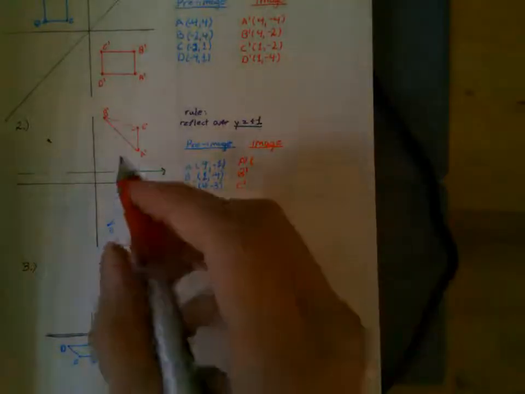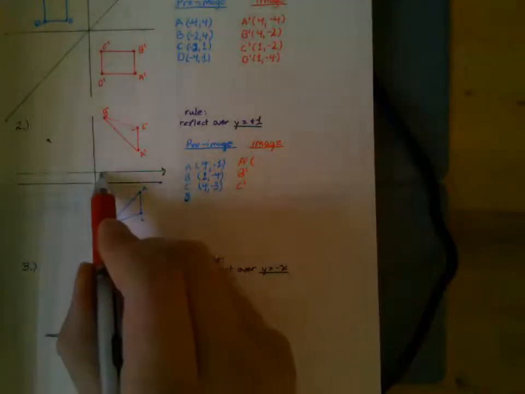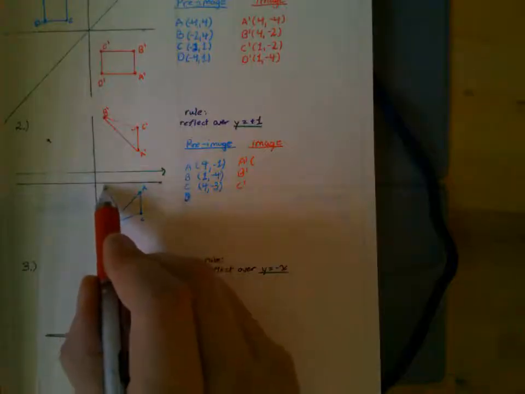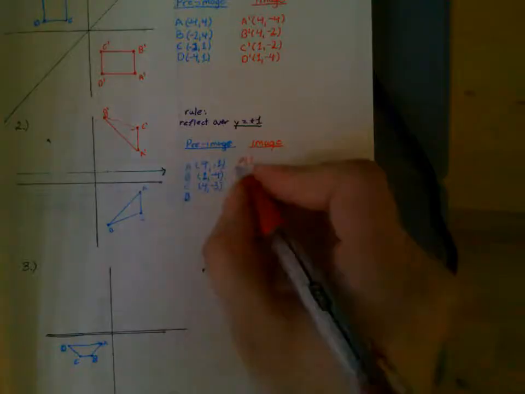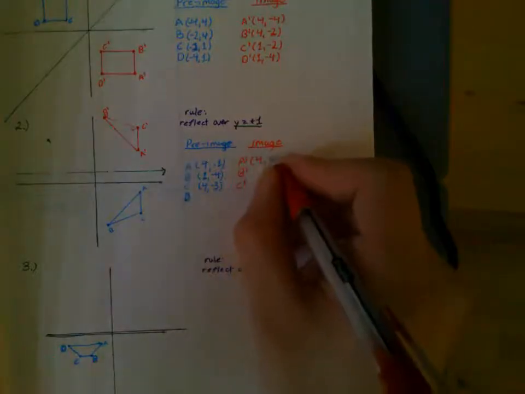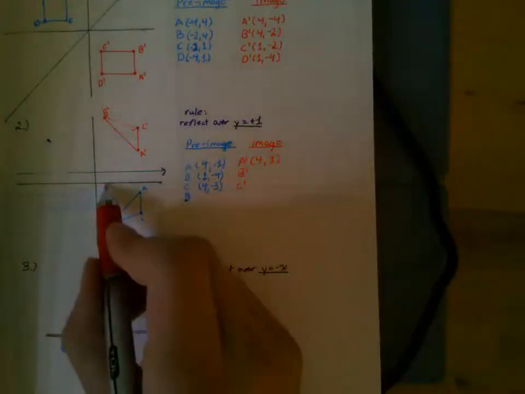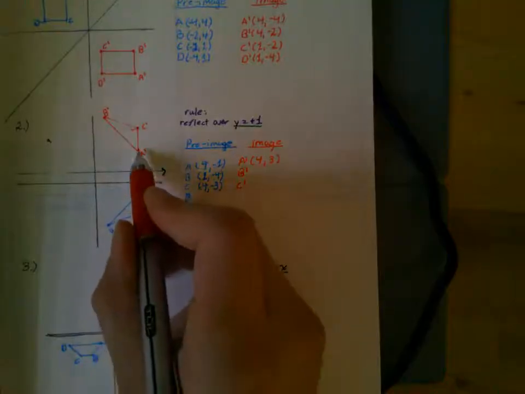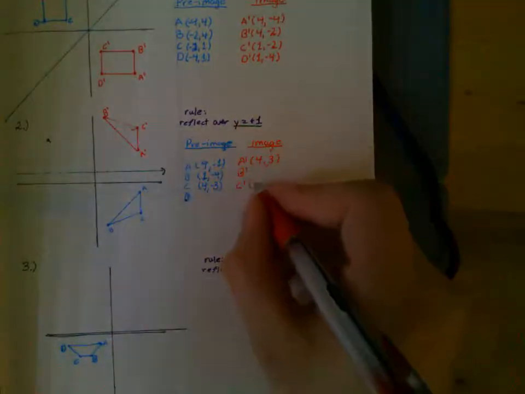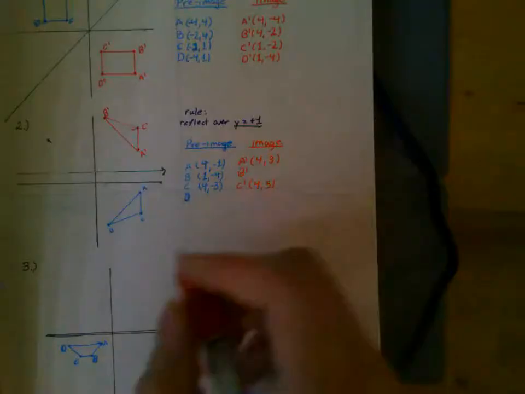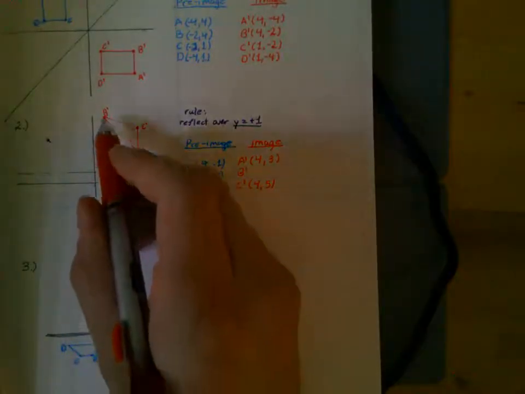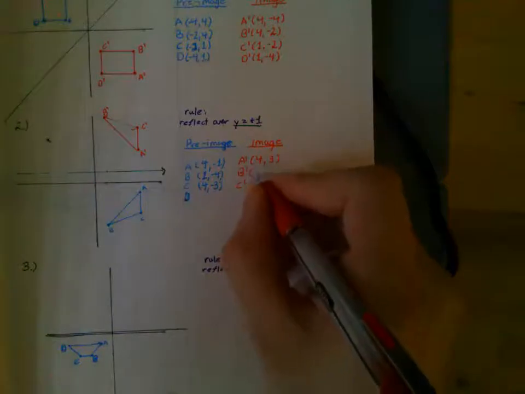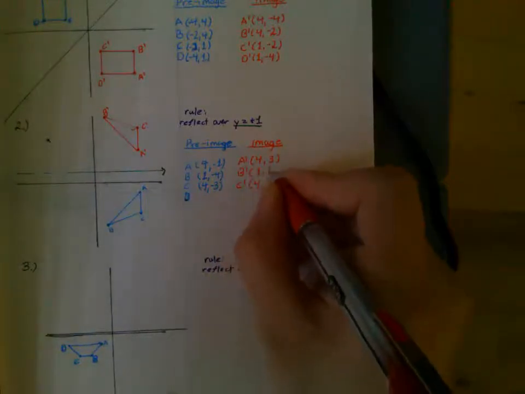For A, we're going to go, now remember, don't count from the green line, count from the black one. 1, 2, 3, 4. 1, 2, 3. So we're going to go over 4, up 3. 1, 2, 3, 4. 1, 2, 3, 4, 5. Over 4, up 5. And then over 1, 1, 2, 3, 4, 5, 6. So over 1, up 6.